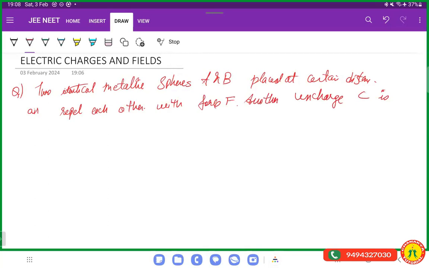There are two spheres and one uncharged will come, and first it is placed at A, then B. So what is the force experienced by C? That's it. The standard question. Contact A and then contact B.